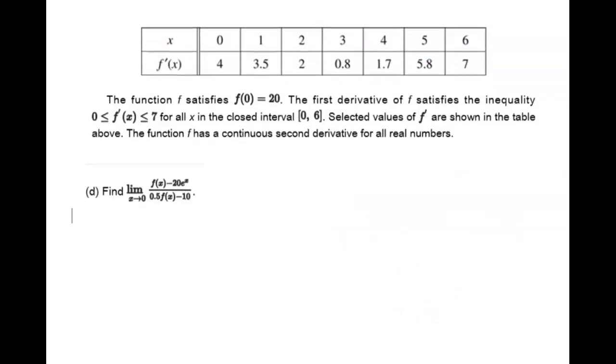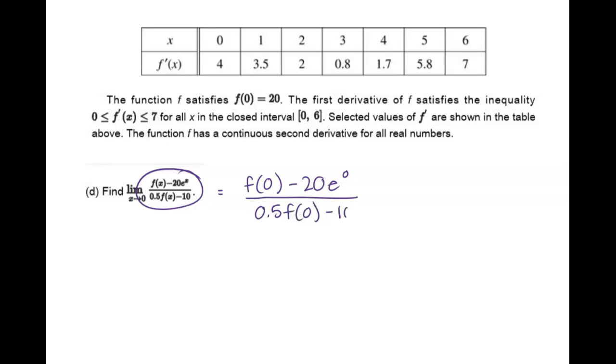Part D, we have a limit. The limit as x goes to 0 of, well, all this stuff. First thing, when we have a limit, we should always just evaluate and see if that works. So if we plug in a 0 for every x, we'll get f of 0 minus 20 e to the 0 over 0.5 times f of 0 minus 10.